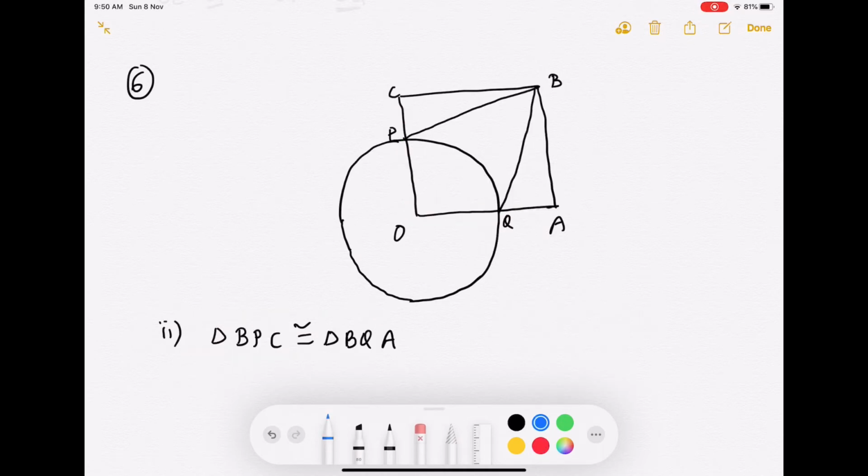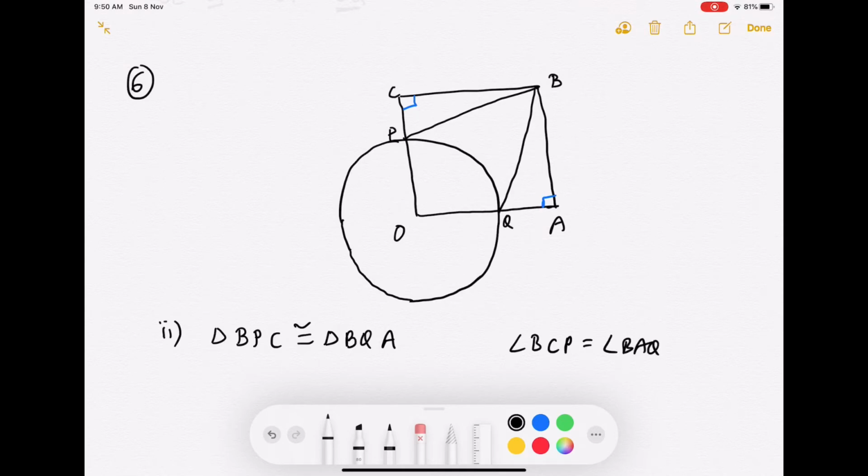In the second part of the question, we have to prove that triangle BPC is congruent to triangle BQA. So you can join the sides BP and BQ and then see which sides and which angles are equal. I can see that in BPC, angle BCP is equal to angle BAQ because these are angles in a square, they are 90 degrees, so they are equal.